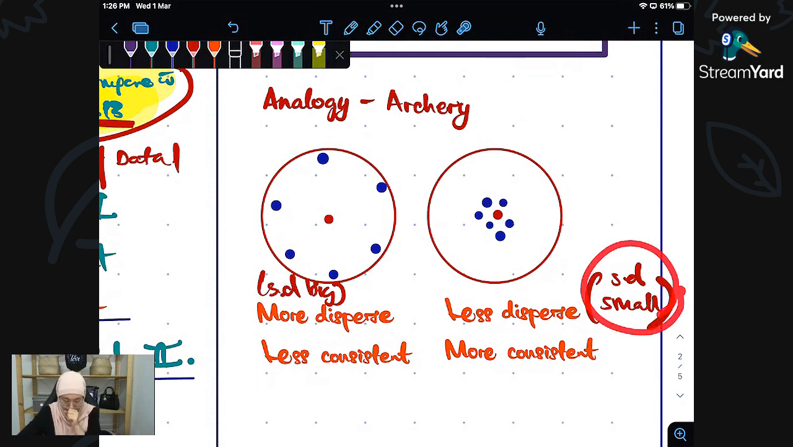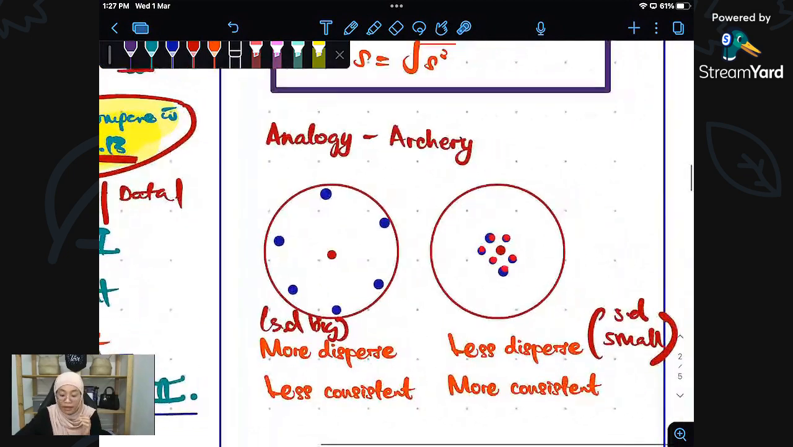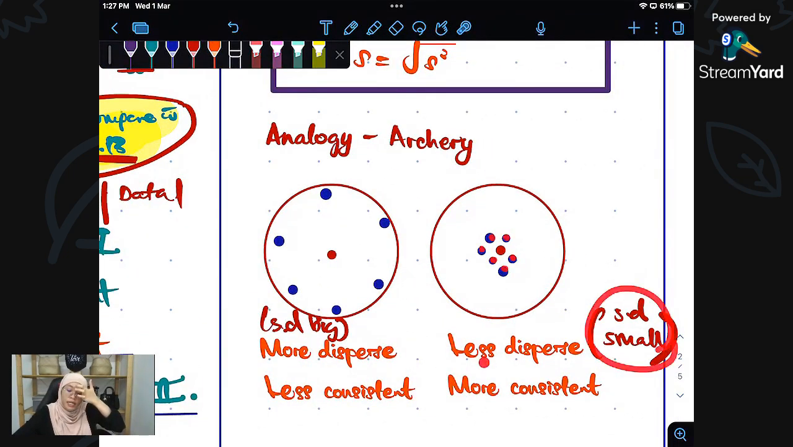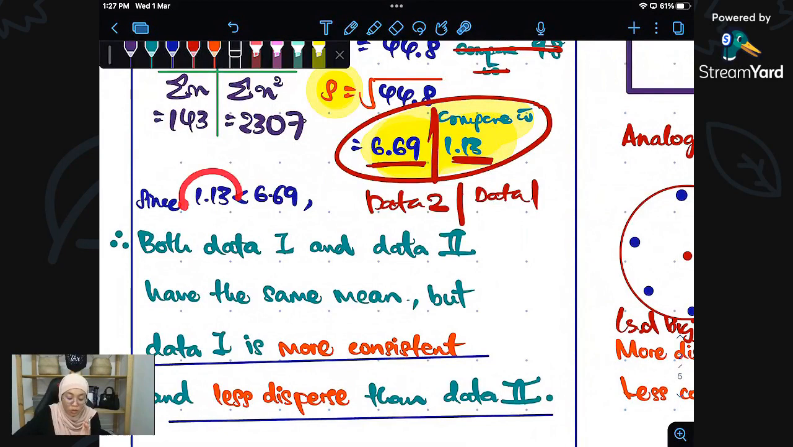Kita lebih suka, senang kata lebih suka lah. The standard deviation is smaller. The smaller it is, the more consistent it is. Because it is less dispersed. Dia kurang dispersed. Maksudnya dia dekat pada mean. Okay, faham tak? The smaller the standard deviation, the less dispersed it is. Therefore, it is more consistent. That is why the smaller the standard deviation, the better it is. Because it is less dispersed and it is more consistent.